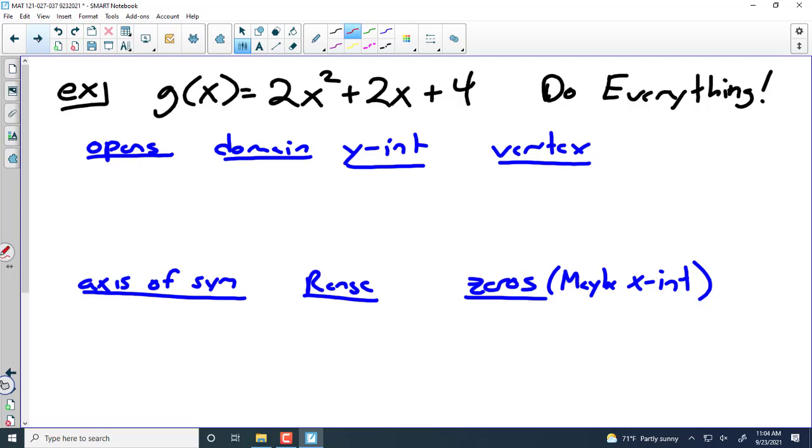But some of this stuff, as you do more of these problems, is pretty fast. The direction it opens, is that pretty fast? Yeah, this one opens up because of the positive 2 in front. The domain, it's like a throwaway question. Negative infinity to infinity. This form right here, it is very easy to spot the y-intercept. Because if you plug a 0 in here, everything dies except for what? The 4.